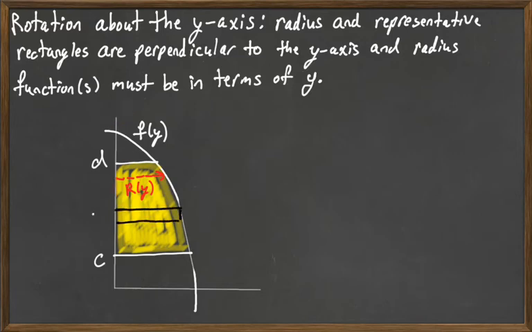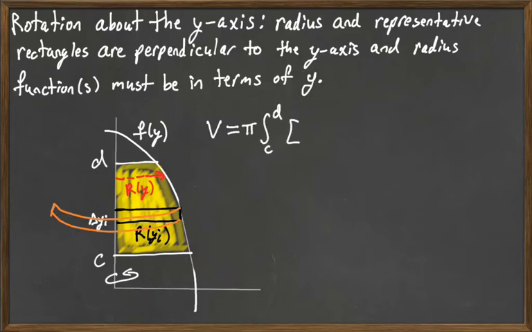Here's your representative rectangle with a thickness of delta yi and a radius or a height of r of yi. Okay. I'm just going to rotate that around. And then again, volume is pi r squared, but because we have variable radii, it's going to be pi integral from c to d, r of y squared dy. Okay. All right, so let's go ahead and work out an example here.